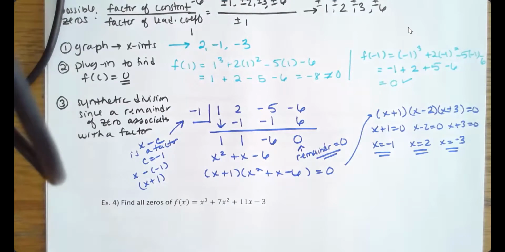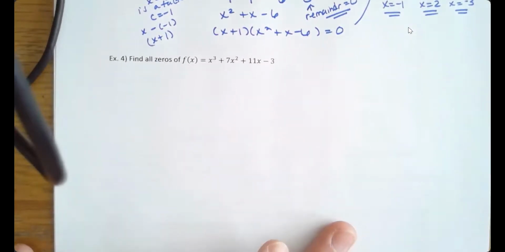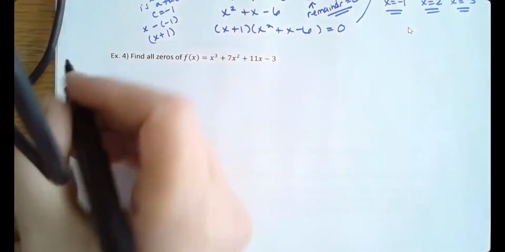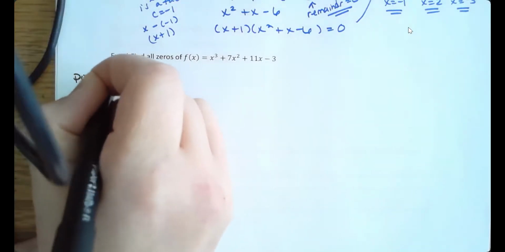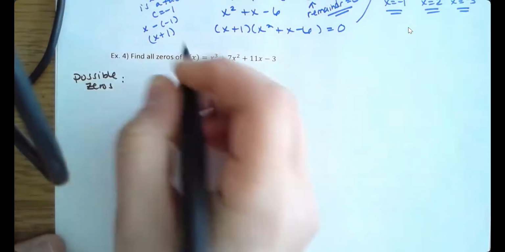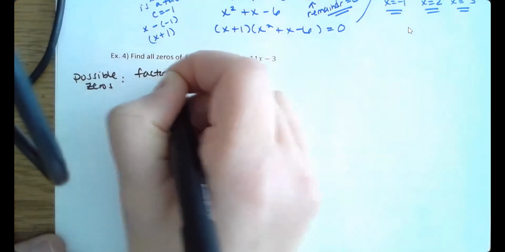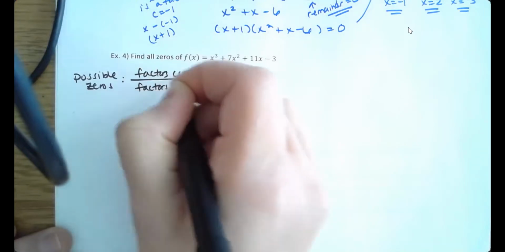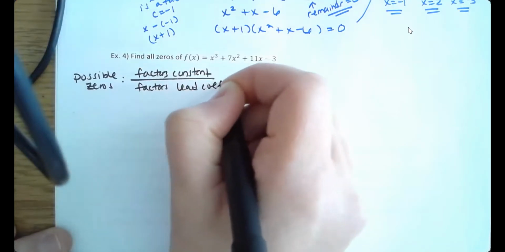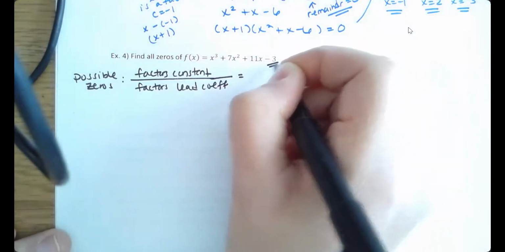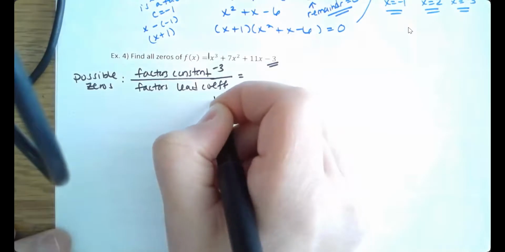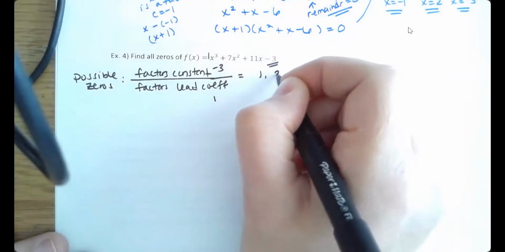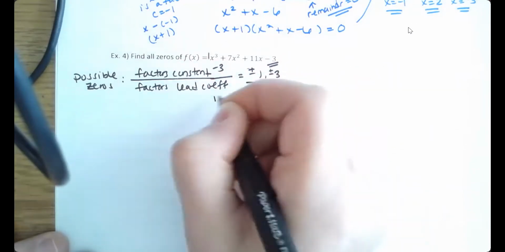All right, let's try another example here. Okay, so same question, find all zeros. And I'm going to start with my possible zeros first. All right, so I'm looking at the factors for the constant term over the factors of my leading coefficient. So my constant term here is -3, and my leading coefficient happens to be 1 again, which is nice. So for -3, it's really just 1 and 3, and of course, plus or minus. And then for 1, it's just 1.